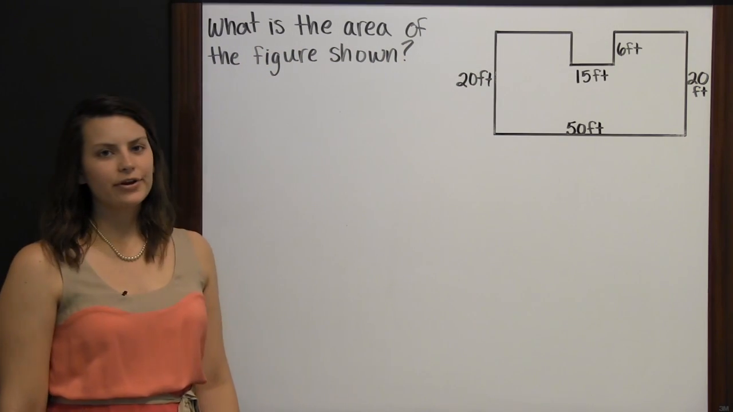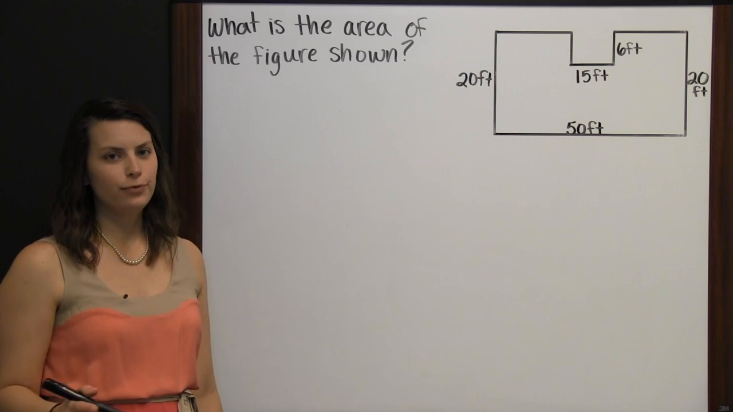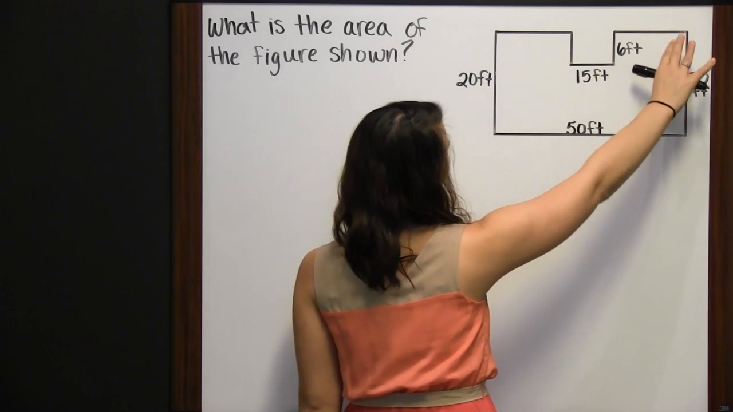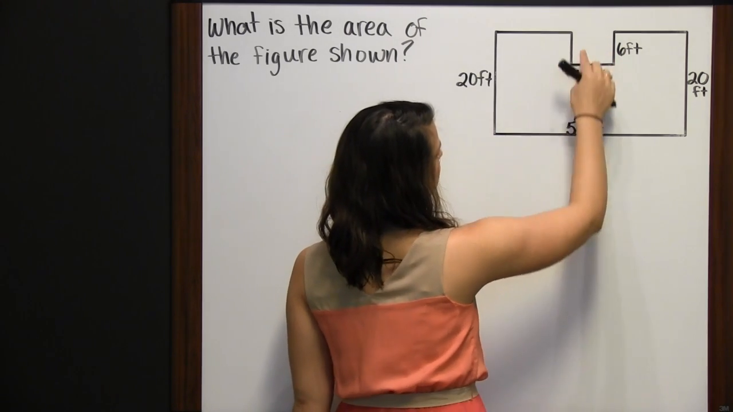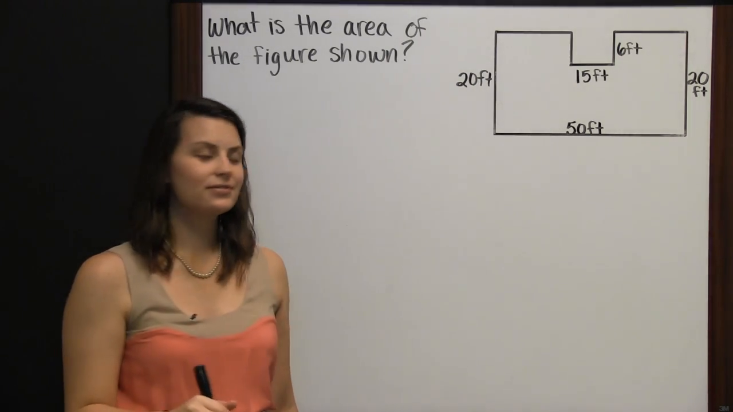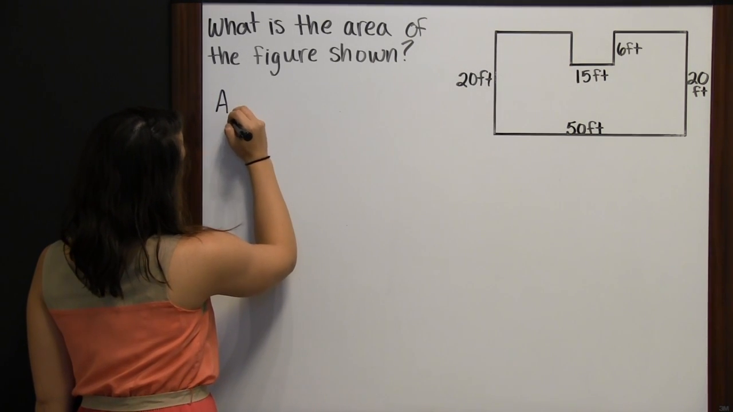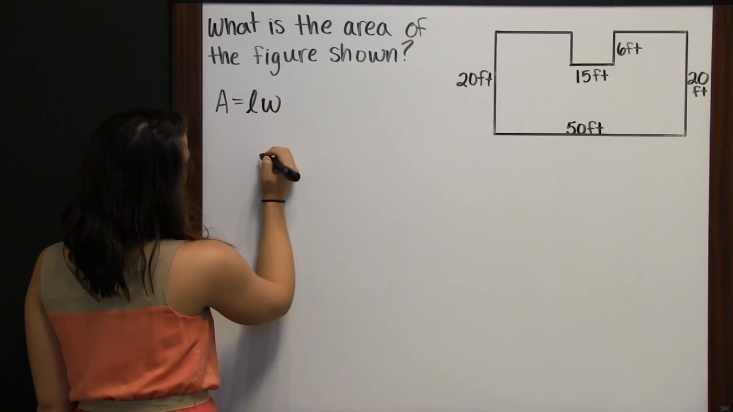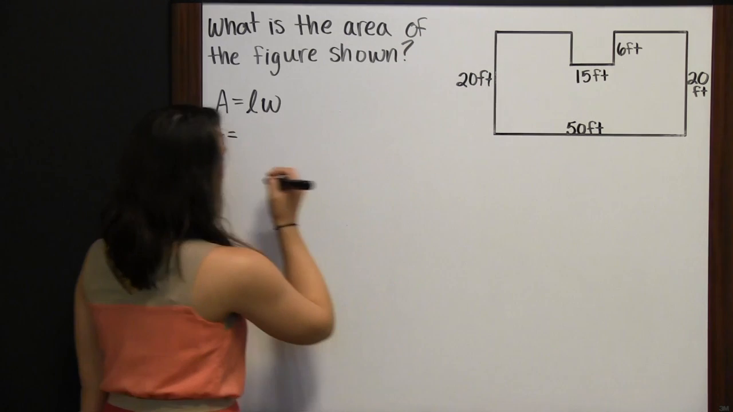What is the area of the figure shown? Well, there are a few different ways you could approach this problem, but I'm going to show you one. And that is to first find the area of this whole rectangle, and then simply to subtract the area of this rectangle here, since that's the only part that's missing out of this large rectangle. So first, we'll find the area of the large rectangle. And the area of a rectangle is the length times the width. So the area of the large rectangle is 20 feet times 50 feet.